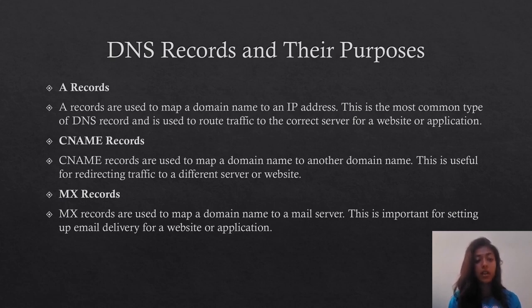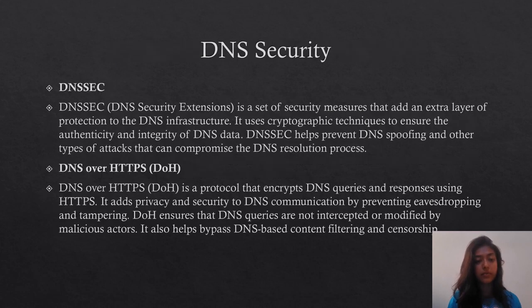CNAME records. CNAME records are used to map a domain name to another domain name. This is useful for redirecting traffic to a different server or website. MX records. MX records are used to map a domain name to a mail server. This is important for setting up email delivery for a website or application.